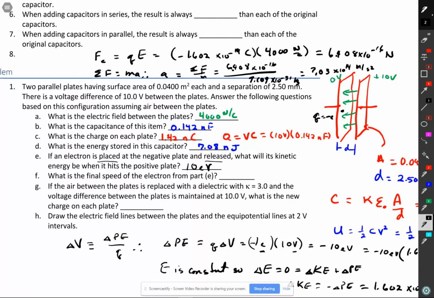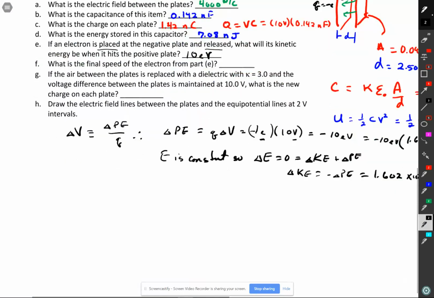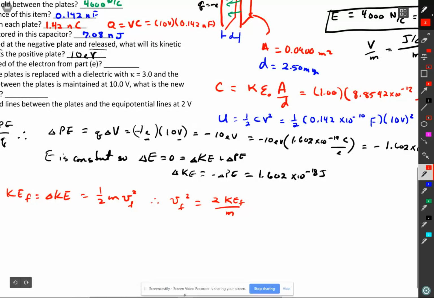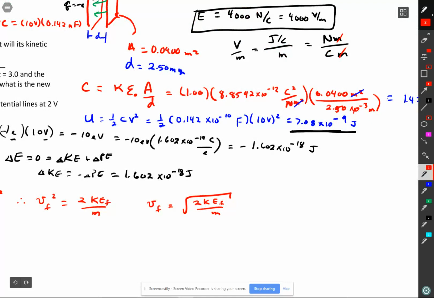Now we saw it has incredible acceleration, so we're going to expect it to go pretty fast. How do I calculate that? I'll do it using kinetic energy. I know that kinetic energy initial equals 0. So kinetic energy final is equal to change in kinetic energy, equals 1/2 mass times speed final squared. So the final speed squared is equal to 2 kinetic energy final over mass. So if I square root both sides, I'll have V final is equal to the square root of 2 kinetic energy final over mass. And then I just put in my numbers.